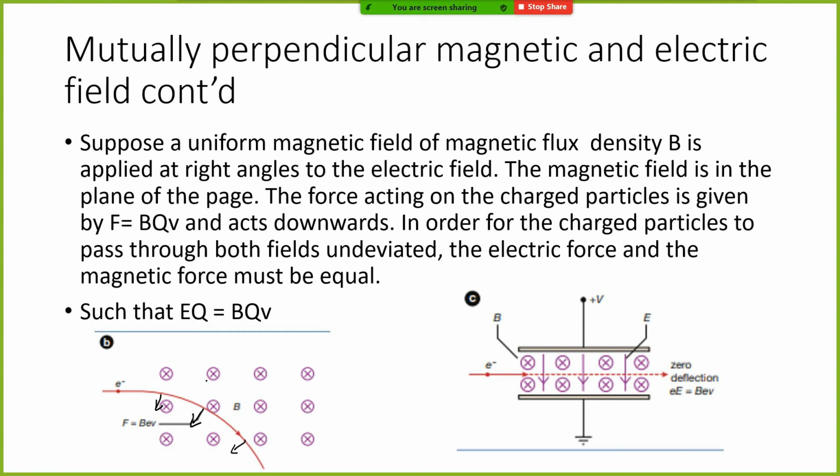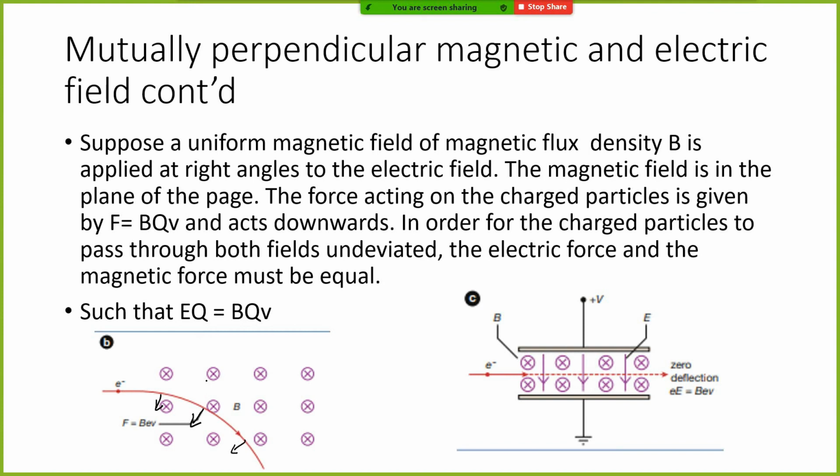So it says that the force acting on the charge, whenever we're dealing with the magnetic field, is given as force is equal to the magnetic field times the charge times the velocity. And that force is acting downwards. So that's a downward force, as you can see right here, that is acting downwards. It says in order for the charged particles to pass through the field undeviated, the electric force and the magnetic force must be equal. Must be equal.